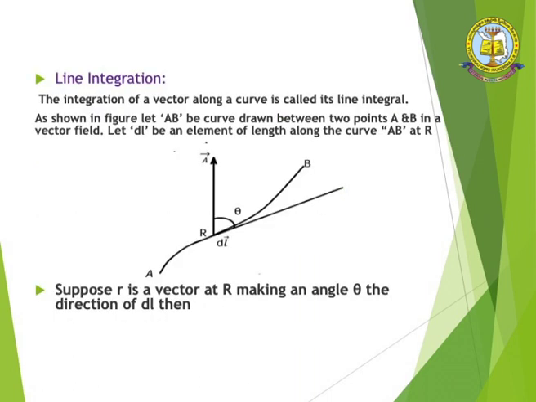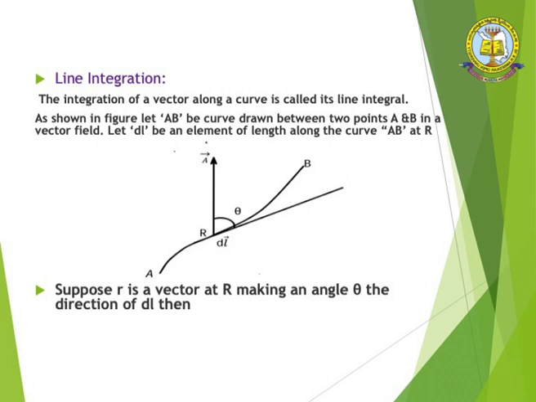So a line integral means the integration of a vector along a curve, that is AB. This is the curve, and this is called the line integral, as shown in this figure. Let AB be the curve drawn between two points, A and B, in a vector field. So dl is a small element of this length along the curve AB at a point R.